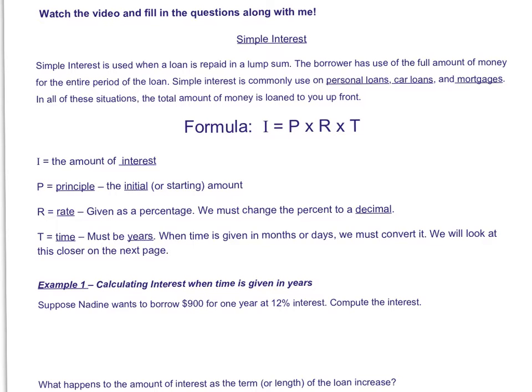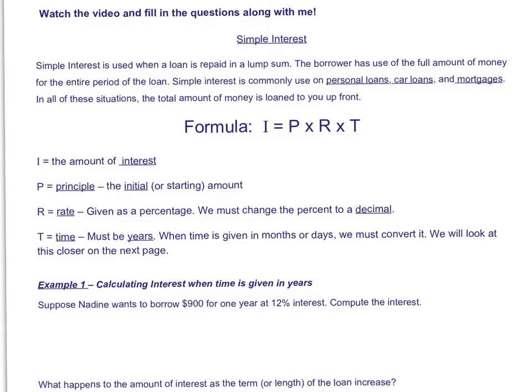So the formula is I equals P times R times T. That means I is the amount of interest, P is the principal or the initial or starting value, R is the rate given as a percentage, and we must change the percent to a decimal when they give it to us, just like we've done in the past. T equals time, and that must be in years to use this formula.